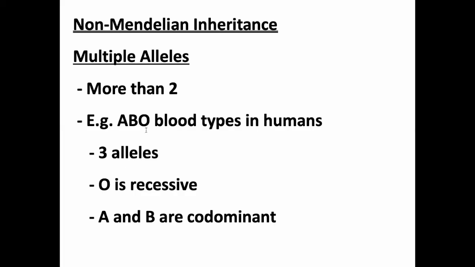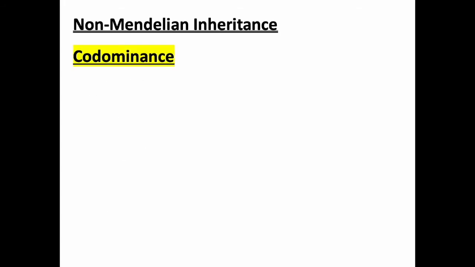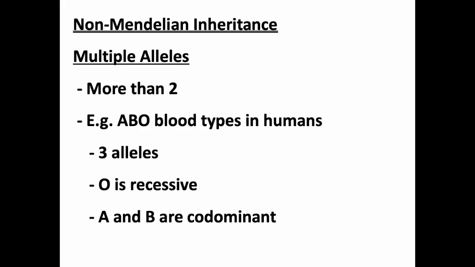O is recessive, classically so, just as we talked about recessive in Mendelian genetics. A is dominant, B is dominant, and they are codominant with one another. So yeah, I told you this would be an example of codominance and an example of multiple alleles. So what does this actually look like?